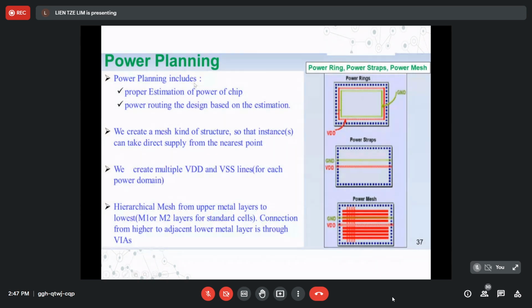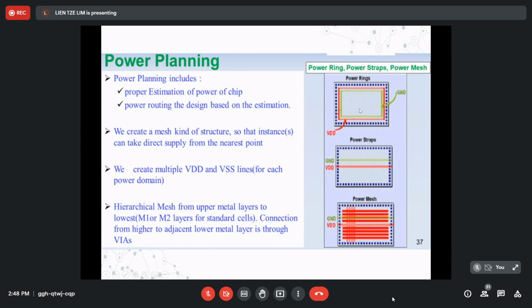Okay, power planning includes proper estimation of power of the chip. Power routing the design is based on estimations. Okay, we create a mesh kind of structure so that an instance can take direct supply from the nearest point. We create multiple VDD and VSS lines for each power domain. Hierarchical mesh from upper metal layers to lowest. Connections from highest to adjacent lower metal layer and vice versa.